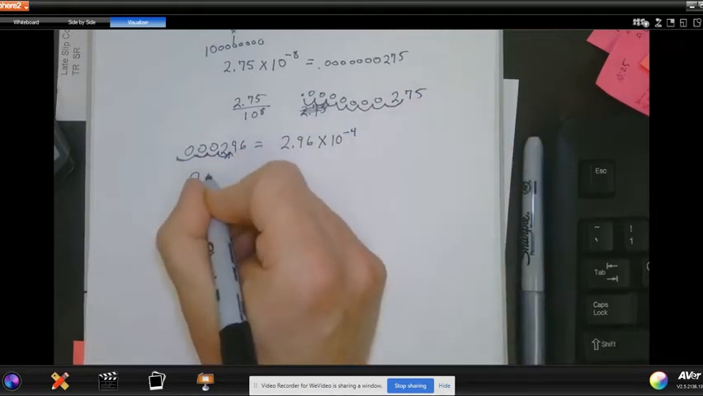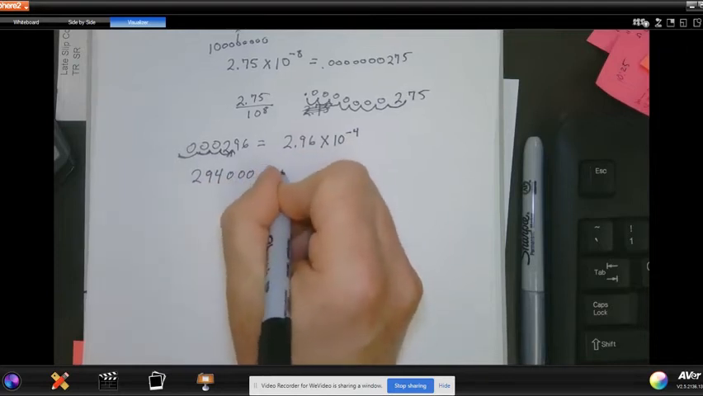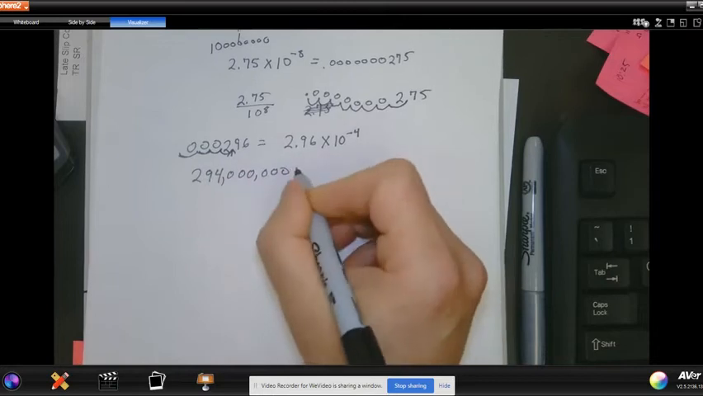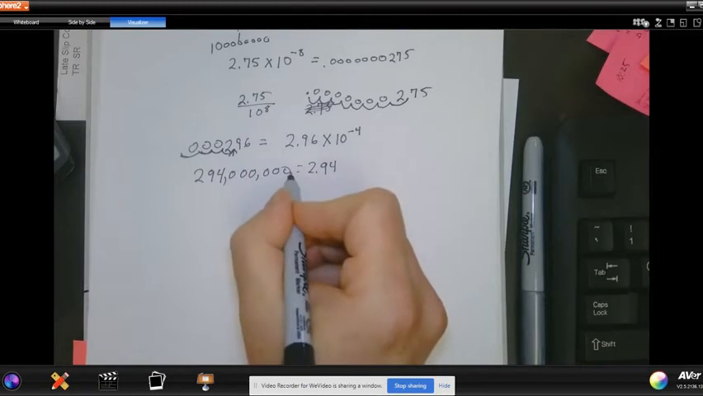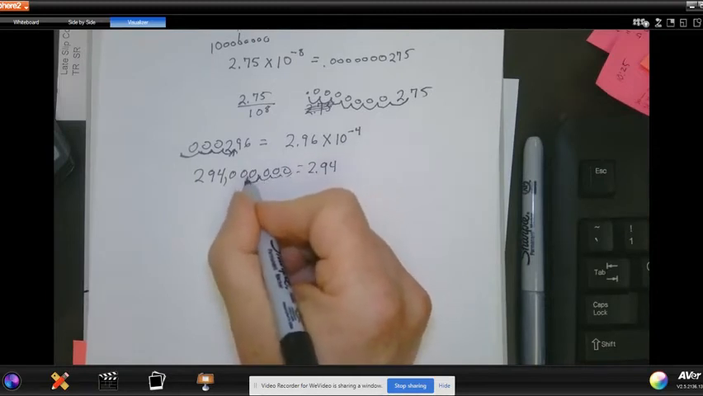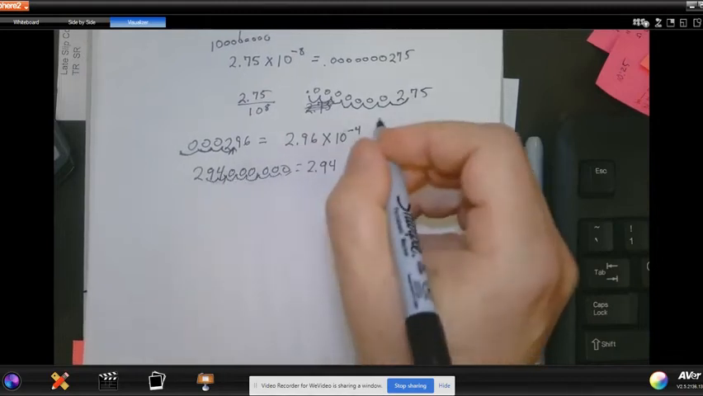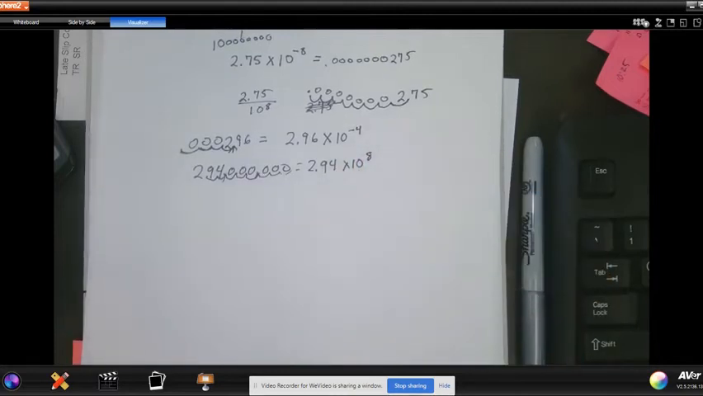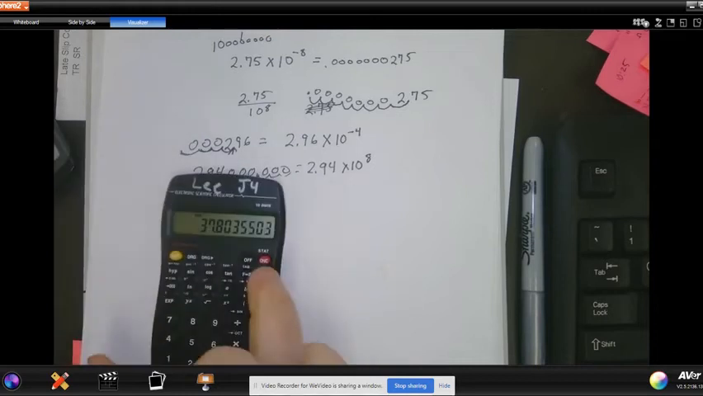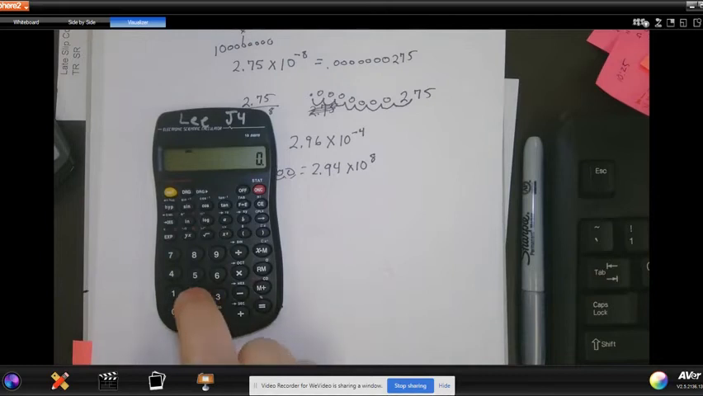Or if it was 294 million, this time I would write this as a 2.94. How many times do I move the decimal point over? 1, 2, 3, 4, 5, 6, 7, 8. Remember, it's got to be between the first and second number. So 2.94 times 10 to the 8th power. Now, depending on your calculators, how would you type 2.94 times 10 to the 8th power? Well, you would write 2.94.